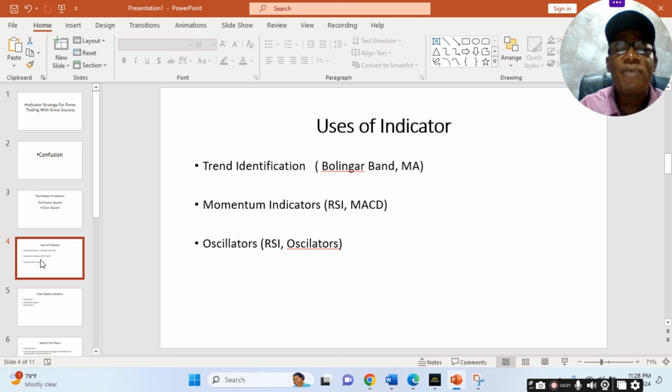Now, before we go into detail of these indicators, what are their uses?